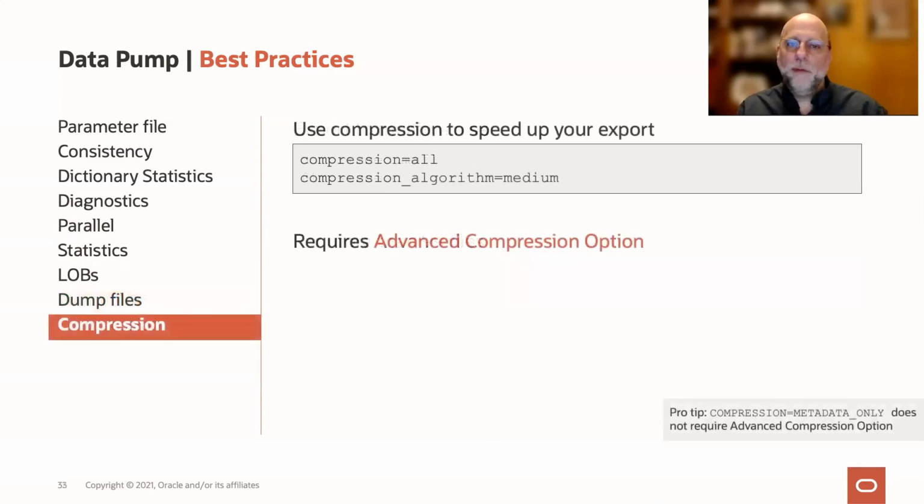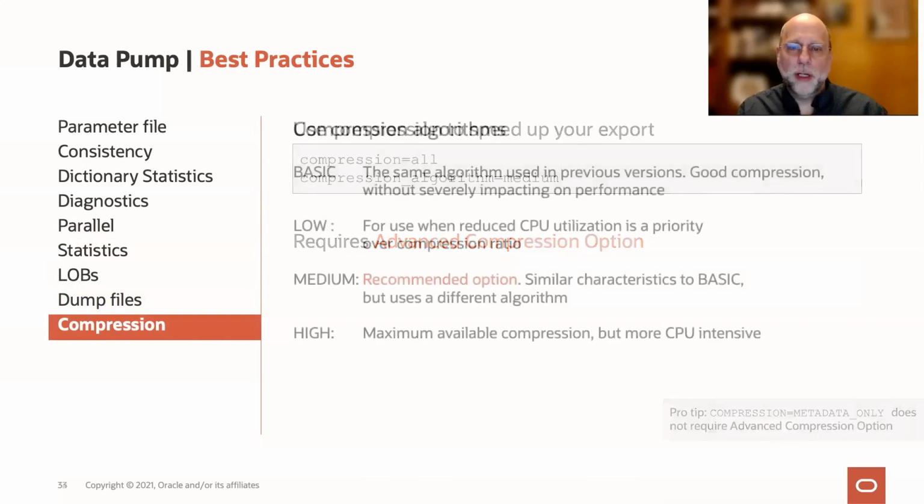And then finally, for performance, you might want to use compression to speed up your export. Originally, we just were able to say in 11.1 export with compression equal all, for example. We've now added more compression algorithms in more recent versions. Our recommendation is to use compression algorithm equals medium. Now, this does require the advanced compression option.